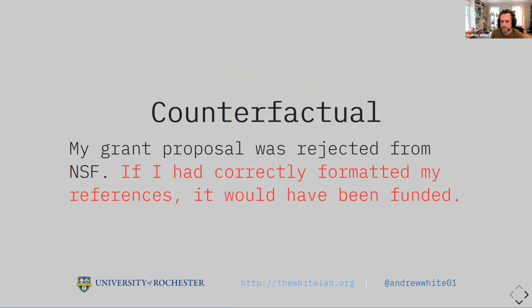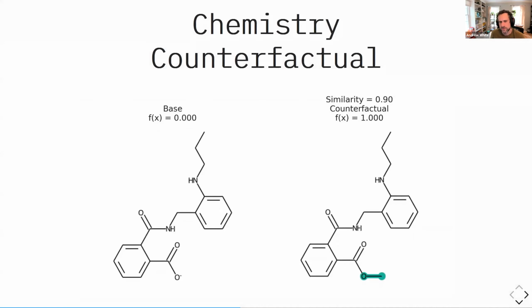And in chemistry, what does this mean? In chemistry, it's like if I have a molecule here on the left, which is not supposed to cross the blood-brain barrier, and then I have one on the right, which is supposed to cross the blood-brain barrier. This one is very similar to the other. It's a counterfactual, and it tells us a little bit about why this one is not crossing the blood-brain barrier.